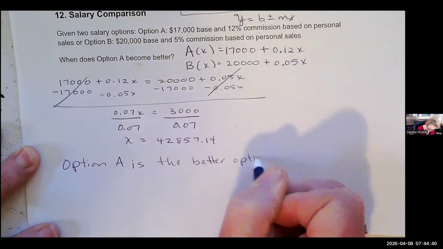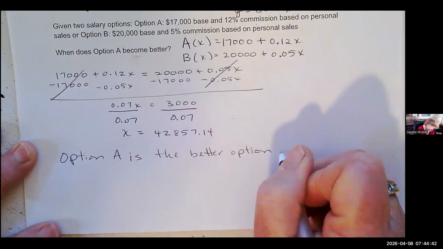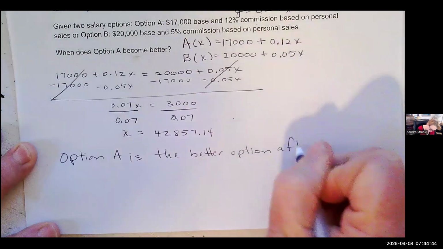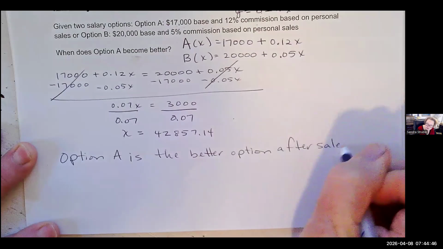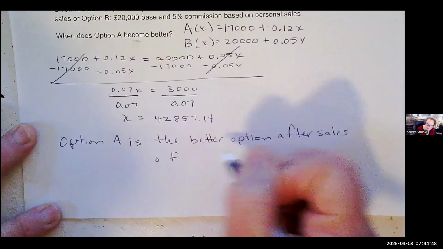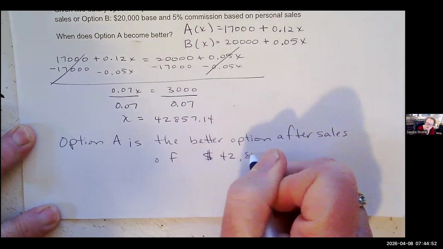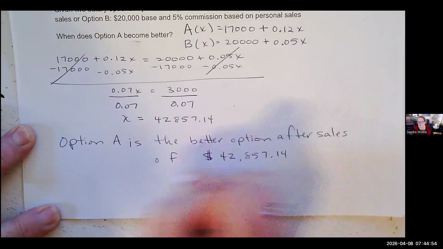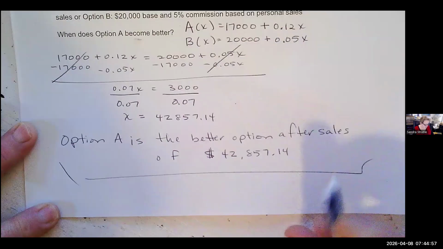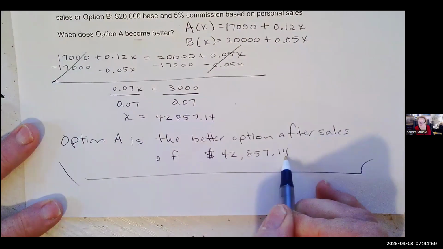After sales of, do not forget your dollar sign, $42,857.14. Also, do not round. If you're going to round, it always needs to be to two decimal places. Well, you do round. You round to the 100th place because that's the smallest currency we have.